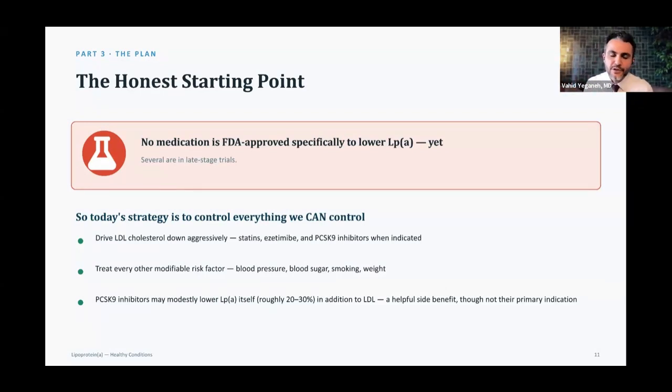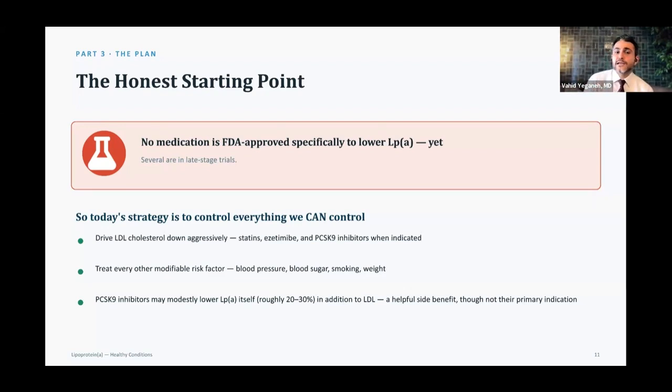You might have heard some of the commercial names like Repatha and whatnot. They're injectables. That can lower it to the tune of about 20 to 30%, I believe. But it's not intended for that. So it's not like you can say, hey, I have a high Lp(a), I need my insurance to cover that. It's just not going to be the case. But if for some reason you happen to be able to get on a PCSK9 and you have a high Lp(a), you will get some benefit from that.